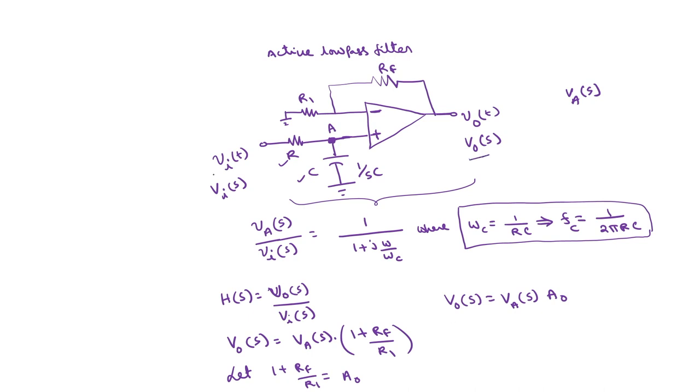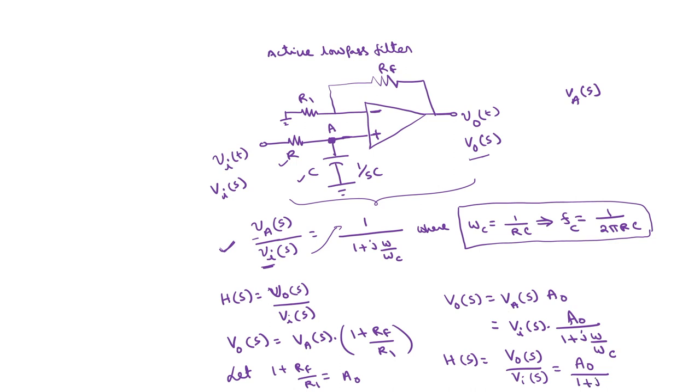We want finally V0 by Vi. From this, Va of S is Vi of S into 1 over 1 plus j omega by omega C. So the transfer function H of S, V0 of S by Vi of S, is equal to A0 by 1 plus j omega by omega C. This is exactly the same as the transfer function without the op amp, except that A0 is coming here. Here A0 is not there, unity is there, here A0 is there, and the denominator is exactly the same.